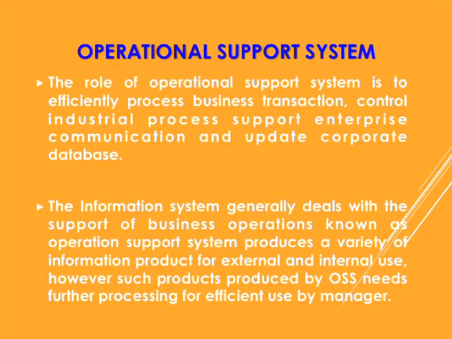The role of an operation support system is to efficiently process business transactions, control industrial processes, support enterprise communication and update corporate databases. The information system that deals with the support of business operations, known as an operation support system, produces a variety of information products for external and internal use. However, such products produced by an operation support system need further processing for efficient use by managers.